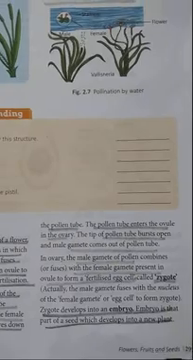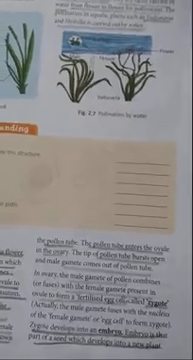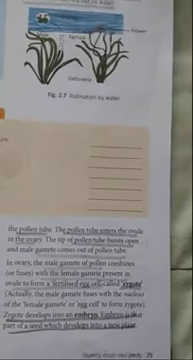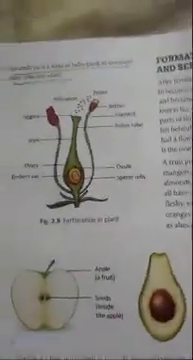So the zygote forms a seed, and this seed remains dormant, and when the conditions turn favorable, the seed germinates into a new plant. So the embryo is nothing but the baby plant in the dormant state.